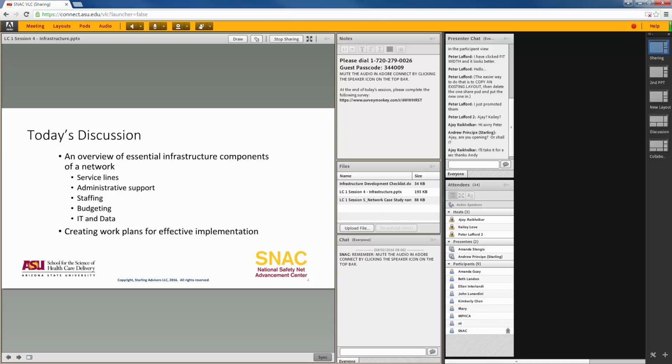So we're going to talk about the variety of different service lines that we've seen networks develop. We're going to talk about certain types of support that they provide for members, options for staffing, the implications these have on budgets, and then the IP and data considerations for any of these types of projects that are being undertaken throughout the country. And then we're going to leave you folks with some information about how to create the work plans for effectively implementing networks, which will include a homework exercise that we'd like each of your groups to do before our next session.